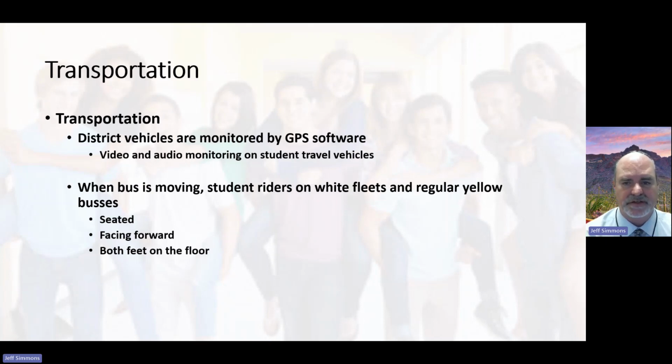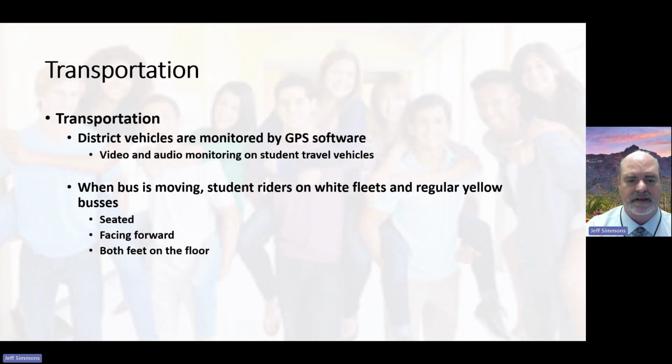When the buses are moving, student riders on the white fleets and regular yellow buses must be seated facing forward with both feet on the floor. And I know that's troublesome when you have long trips to Mojave or somewhere outside of the Metro Phoenix area, but the bus will protect students if they're seated properly. If they're laying across seats or laying on the floor, I know they're resting after a game or before a game, but there are safety issues in the event of a bus accident. So please be cognizant of that and remind your students to sit properly on the bus as you're going to your games and events.